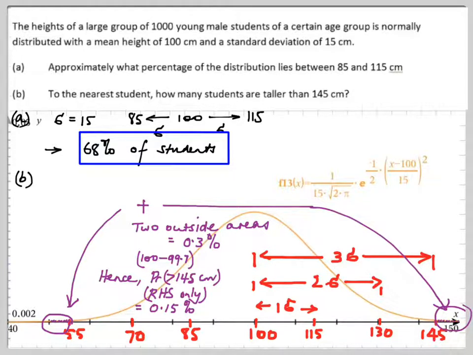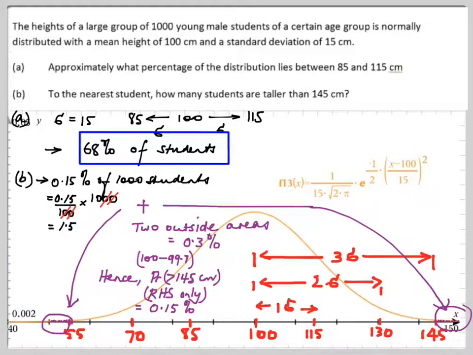So now let's work that out in terms of numbers of students. We've got 1,000 students, so we'll work this out in this little space here. 0.15% of 1,000 means 0.15 over 100 times 1,000. We're going to cancel the trailing zeros. Goodbye, goodbye. What are we left with? 0.15 times 10, which means we've got 1.5 students. Well, that's a bit crazy. You can't have half a student.